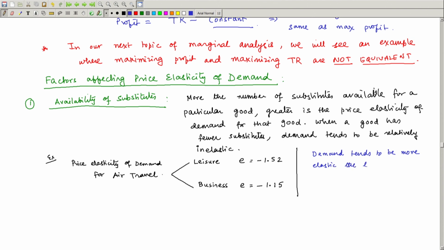the longer the time period, and is relatively inelastic the shorter the time period.